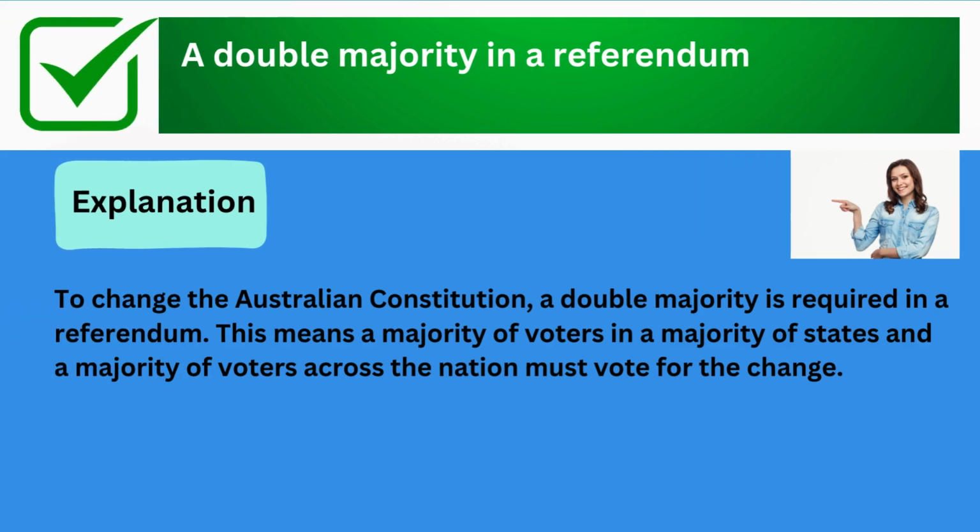The correct answer is a double majority in a referendum. Explanation: to change the Australian Constitution, a double majority is required in a referendum. This means a majority of voters in a majority of states and a majority of voters across the nation must vote for the change.